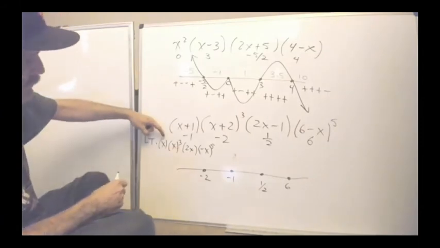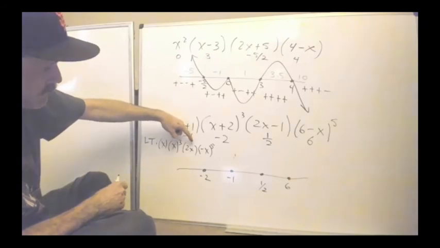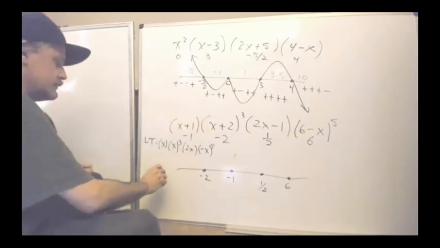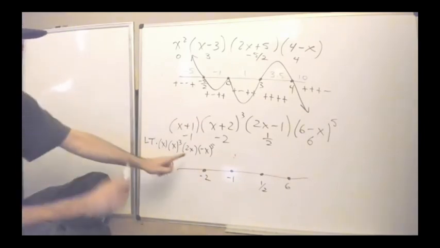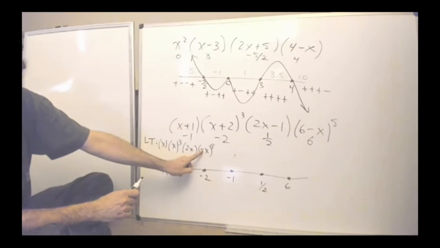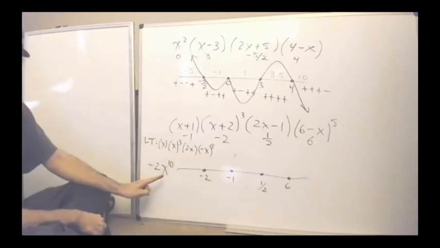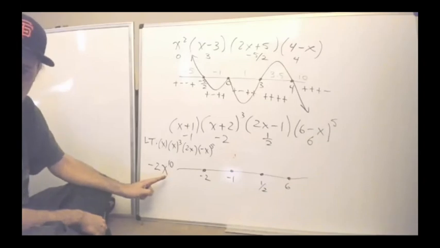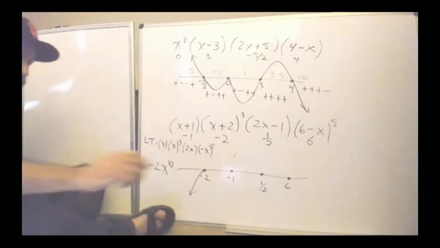Okay, so let's see, what's our exponent? 1 plus 3, 4, plus 1, 5, plus 5. So we've got an x to the 10th, and we've got a 2, and since this is a negative to a fifth power, it's going to stay negative, so we've got a -2x to the 10th. Okay, so its leading term is even. It's got a negative coefficient, so the left and right branches are going to go down.